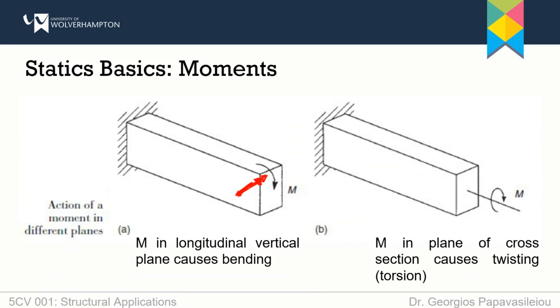Typically for moments, we use two arrowheads over here in order to distinguish between forces and moments. Now, if the moment was something like that, so it was about the axis that is parallel to the beam, then the vector of the moment would be looking like that. In this case, it would cause twisting, or the term we use in engineering is torsion on the beam. Torsion certainly has different effect on a beam than bending moment.